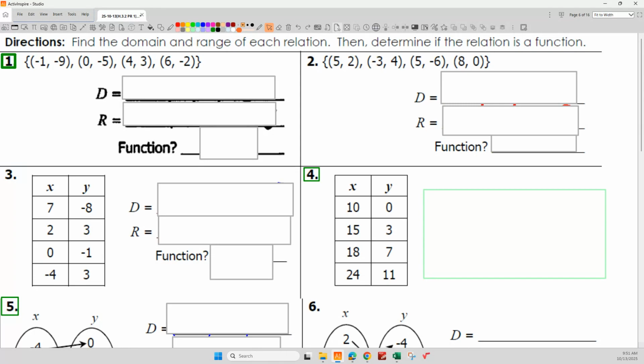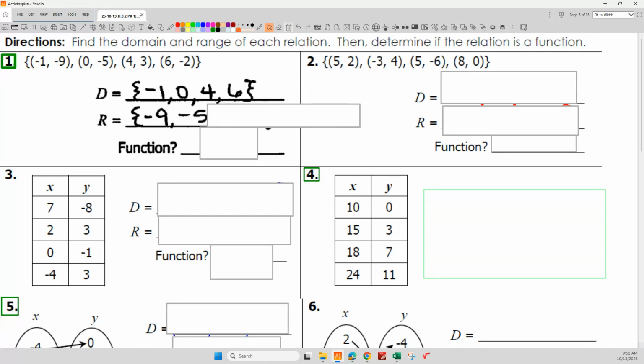What's the domain? And by the way, be careful with this, because when we write the set of the domain, we always want to try to write the elements in ascending order, so numerical order. So what would my domain be here? Okay, -1, 0, 4, 6. The x coordinates were already in order, weren't they? Okay, what's the range? There you go, -9, -5, -2, and then 3. Okay, good.